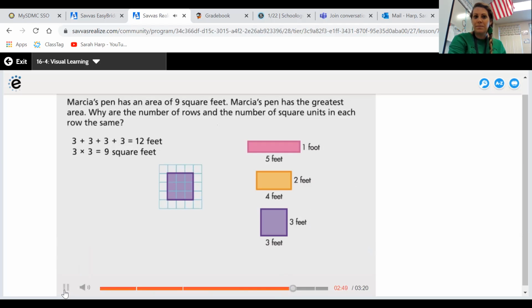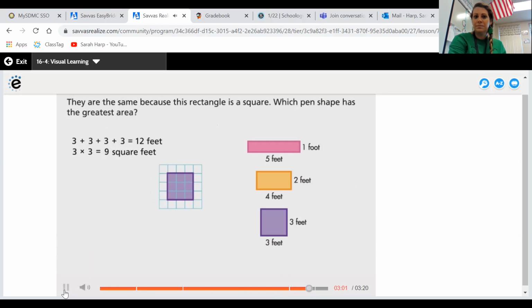Marcia's pen has an area of 9 square feet. Marcia's pen has the greatest area. Why are the number of rows and the number of square units in each row the same? They are the same because this rectangle is a square. Which pen shape has the greatest area?